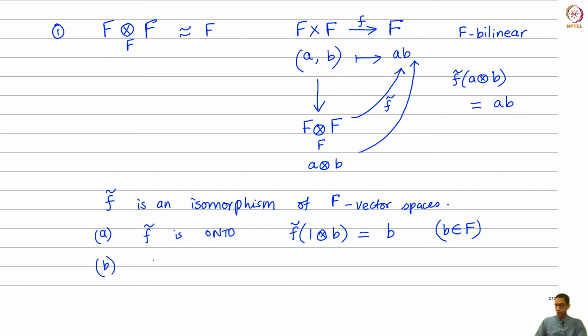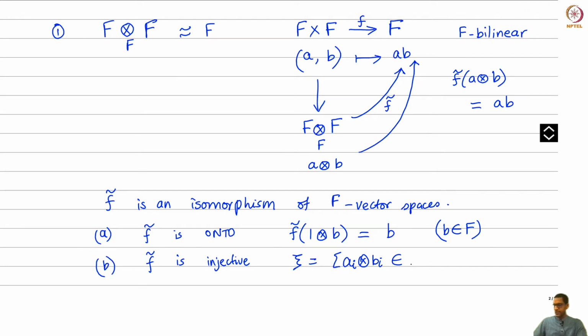Now why is F tilde one-to-one? I claim it is also an injective map. And to prove this, let's consider a typical element. Let's take an element xi equals the summation of a_i tensor b_i in F tensor F. I assume that xi is in the kernel of this map, and my goal is to prove that xi is 0.